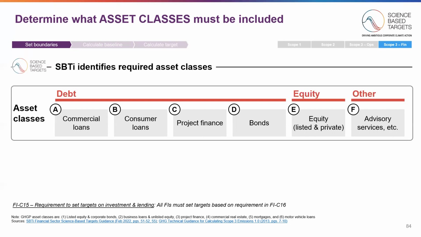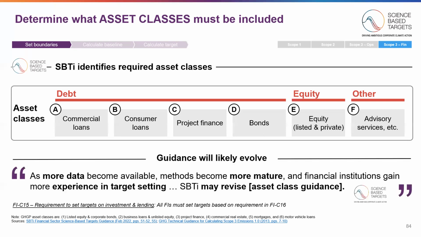The February release of SBTI's guidance for financial institutions is the version 1.0 of the guidance. Currently, there are still some asset classes that are optional and others that are excluded. As more data becomes available and methods mature, SBTI may revise asset class guidance to best serve and support financial institutions in setting science-based targets. Next, we'll discuss the specific products and their coverage requirements.